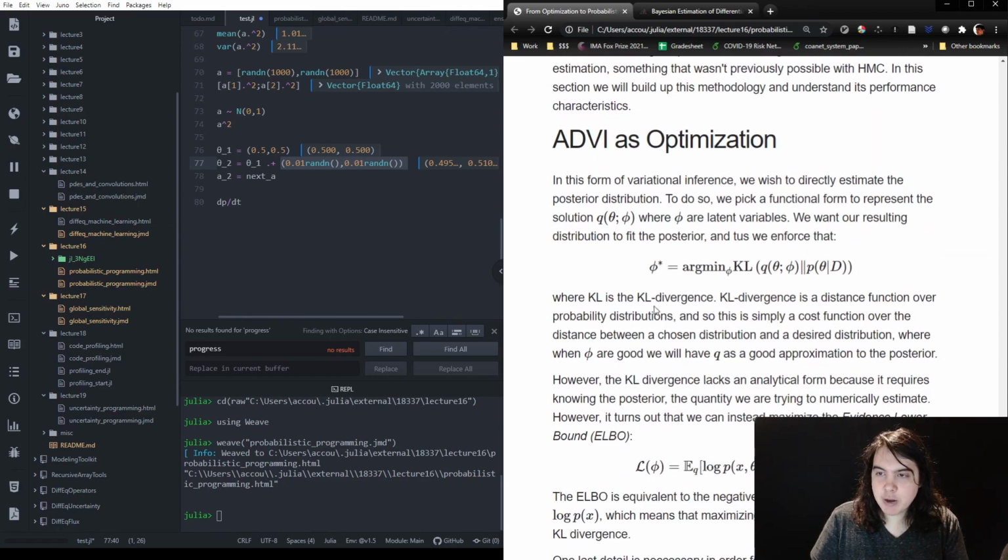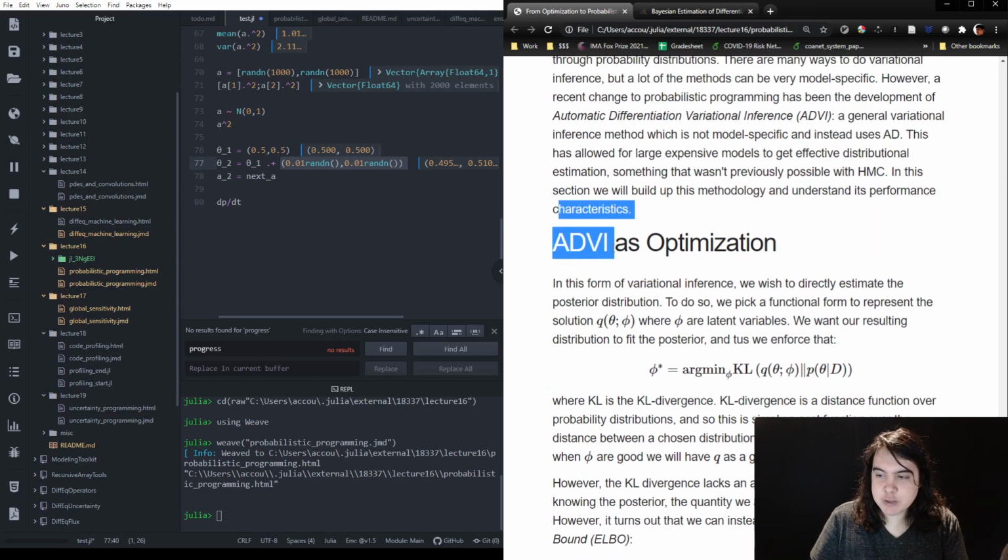So that's essentially what variational inference is doing. And ADVI is automatic differentiation variational inference. It's a variational inference method which is doing automatic differentiation and optimization to find the representation of the function.